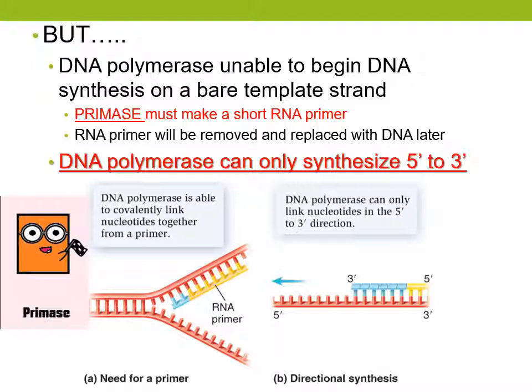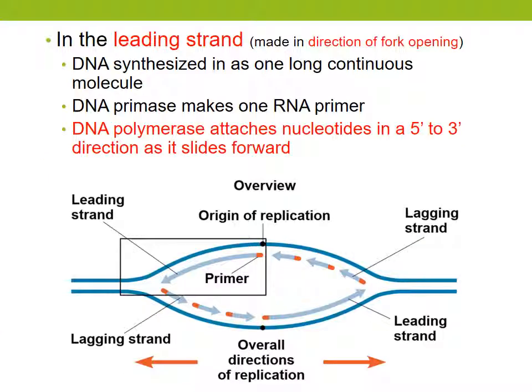Only in the 5' to 3' direction. There's what we call a leading strand, which is made in the direction of the fork opening. So the leading strand is a new piece of DNA that is synthesized in the direction of the replication fork opening. So you can kind of see that here. If the fork would be opening, this DNA is synthesized in the direction of the fork opening. We call that the leading strand.